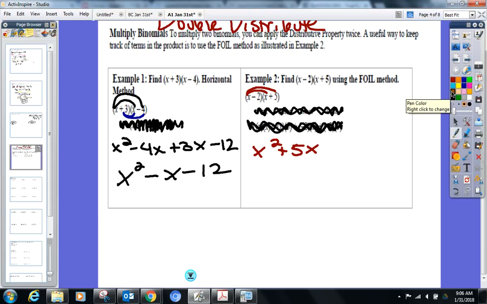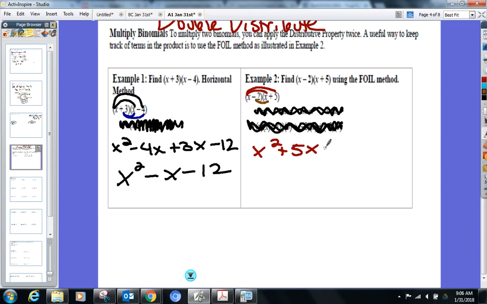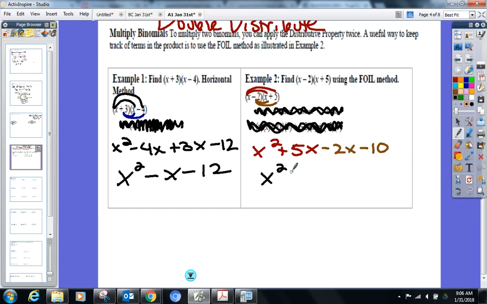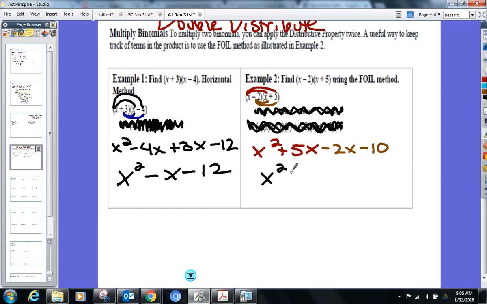Now what do you want to distribute? Negative 2. The negative goes with it. Negative 2 times x, minus 2x, and then negative 2 times 5, negative 10. We going too fast or we good here? Combine your like terms. X squared, 5x minus 2x, minus 10.